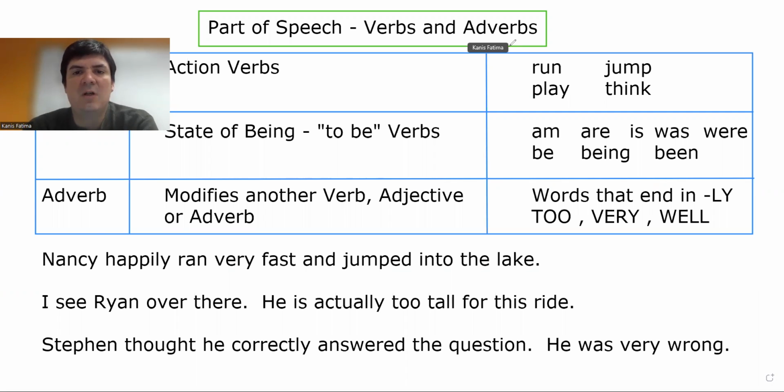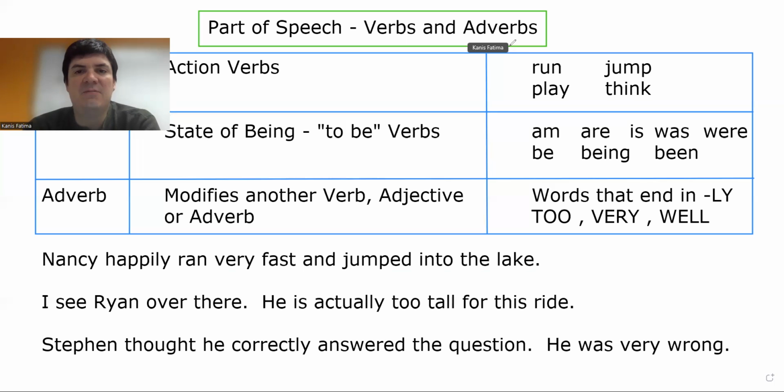The first are what's called action verbs. They are describing any kind of action the noun is doing. For example, run, jump, play, think. These are all action verbs. They're describing some sort of action.